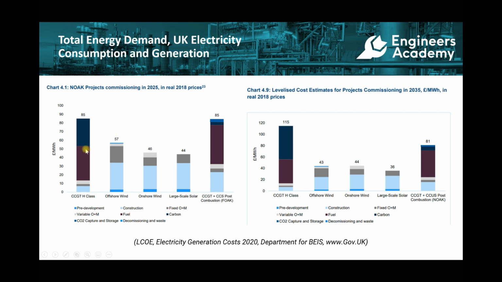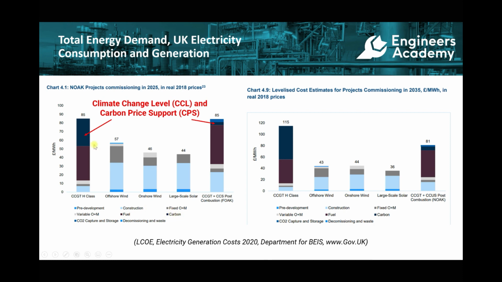But we see some new costs introduced here. First of all, we see a fuel cost. It costs money to purchase the gas. So purchasing the gas costs money, which increases the price per megawatt hour of electricity being produced. We also see another category introduced here, which is the carbon cost. So previously we had the cost of the fuel, now we have the carbon cost.